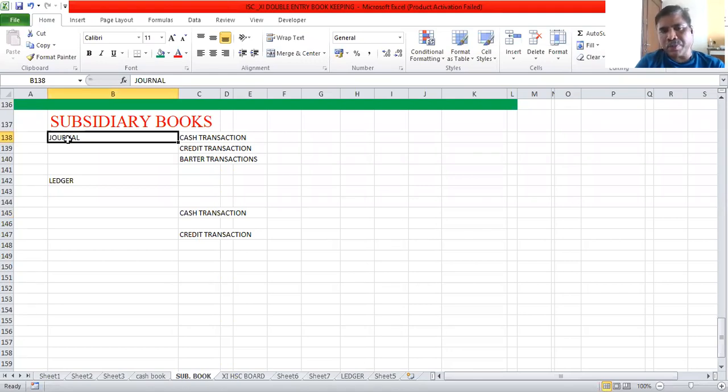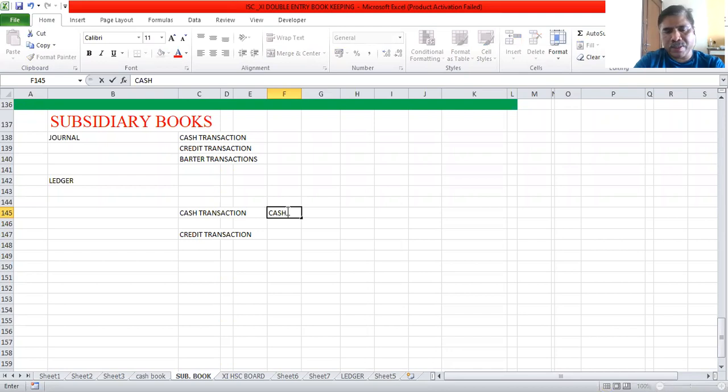The first basis is cash transactions: whatever transaction where the immediate payment is received or paid will be kept separate. And credit transactions are where the future payment will be made or received. So for cash transactions, the subsidiary book we use is called the cash book. The cash book is the book where only cash transactions are recorded.